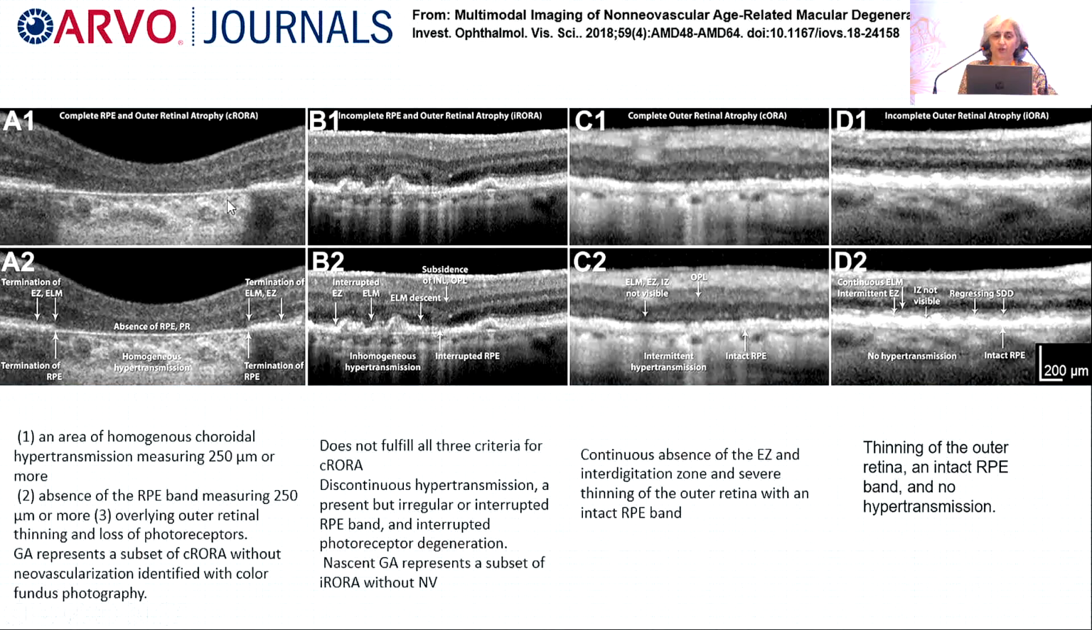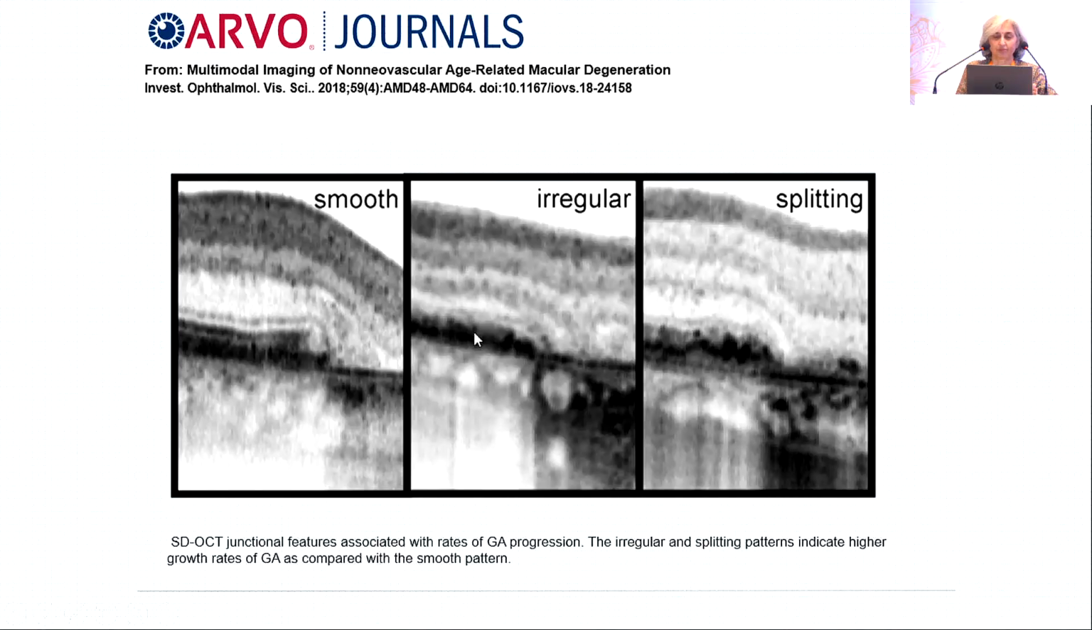Here you see a uniform area of hypertransmission, where there are intermediate irregular areas of hypertransmission indicating this is incomplete, and this is complete, and this is a major risk factor for GA. Looking at the edge of the geographic atrophy, what do you see on the OCT edges? If you have a smooth edge like this, the risk of progression is less. But if you have an irregular edge like this, or if there is splitting, the chances of progression are much higher.